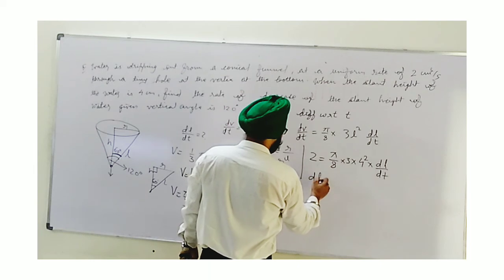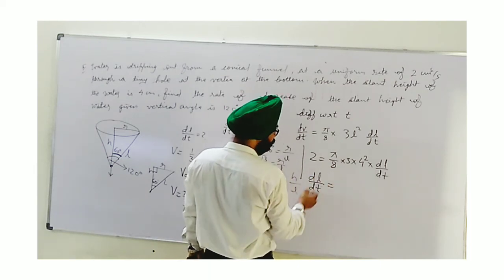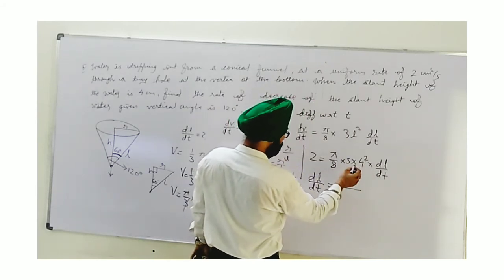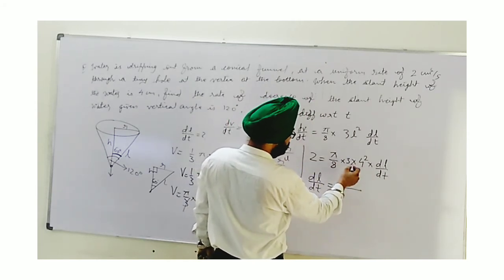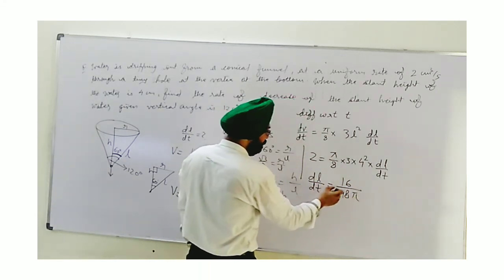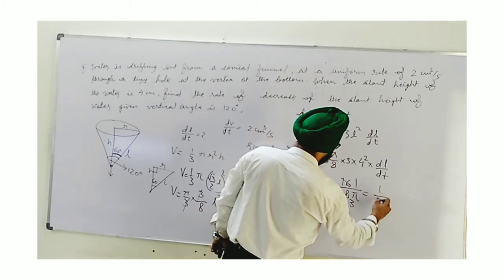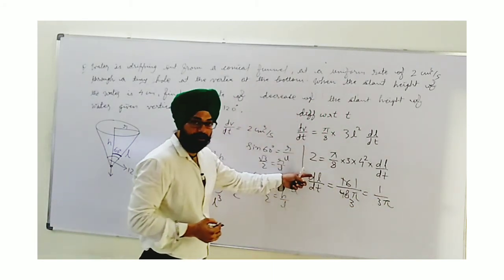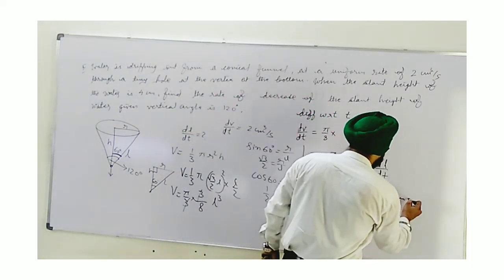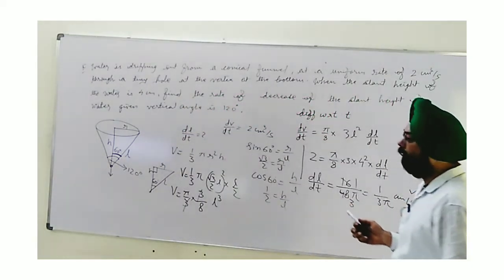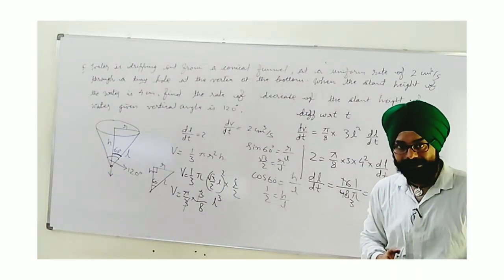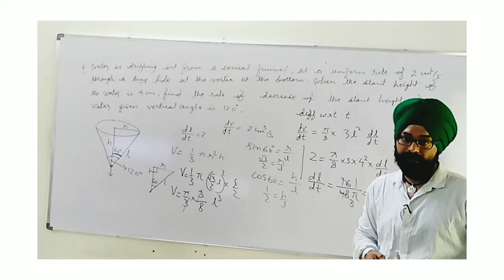Solving, we get dl by dt as 16 upon 48 pi, and on cancellation of 16 and 3, finally 1 upon 3 pi. L stands for slant height, so centimeter, and t is time, so this is centimeter per second. This is the required change in this equation. So these were various types of equations to explain the concept of rate measure. I hope you have got it. Thank you very much.